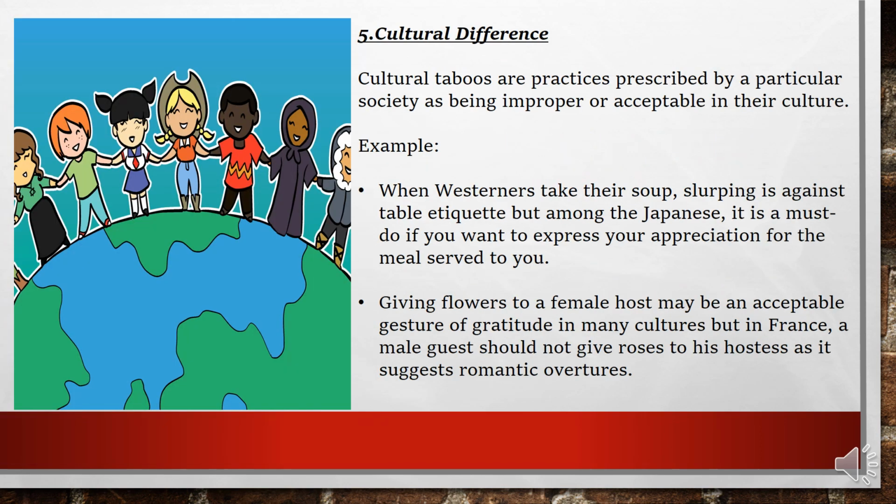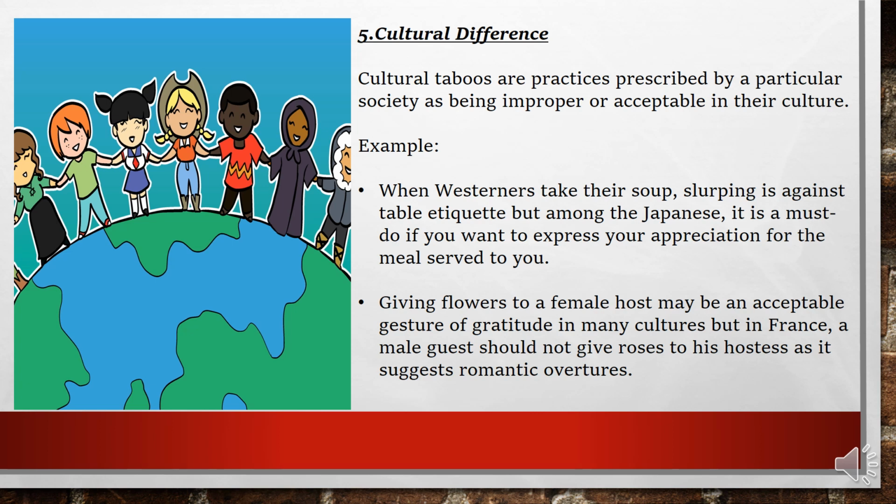So the fifth one is cultural difference. Cultural taboos are practices prescribed by a particular society as being improper or acceptable in their culture. So when we say taboo, it's a social or religious custom prohibiting or forbidding association with a particular person, place, or thing. So let's have the given examples.